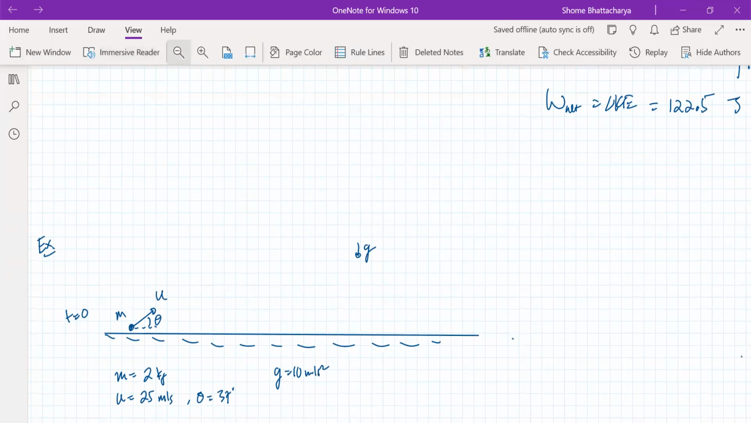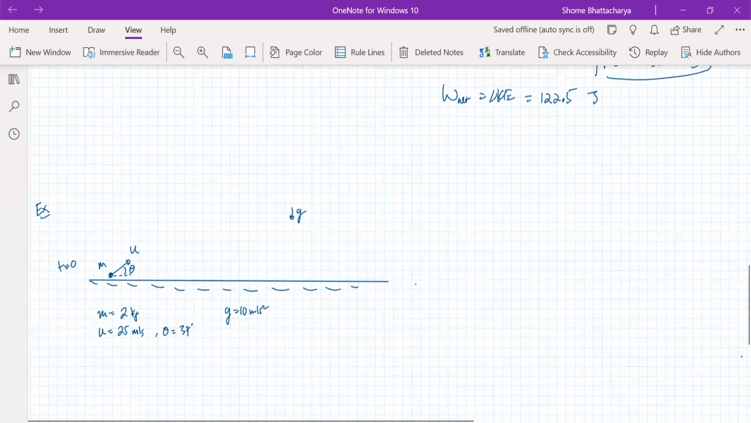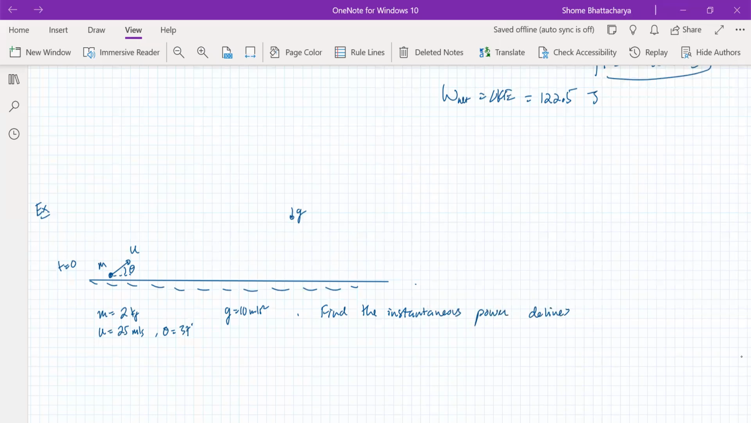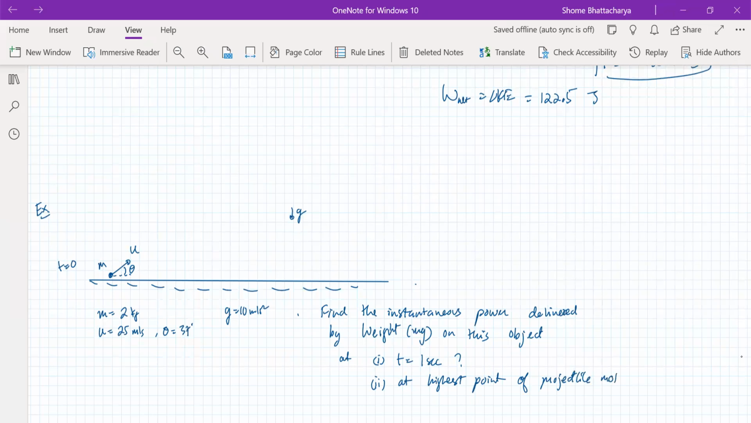So you want to find out the instantaneous power delivered by the weight, that is the force mg, on this object at t equal to 1 second from projection, at the highest point of the projectile motion, and once again at t equal to 2 seconds.